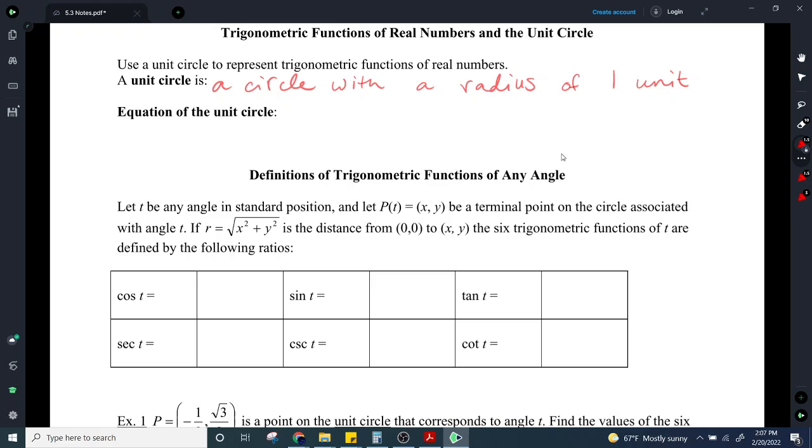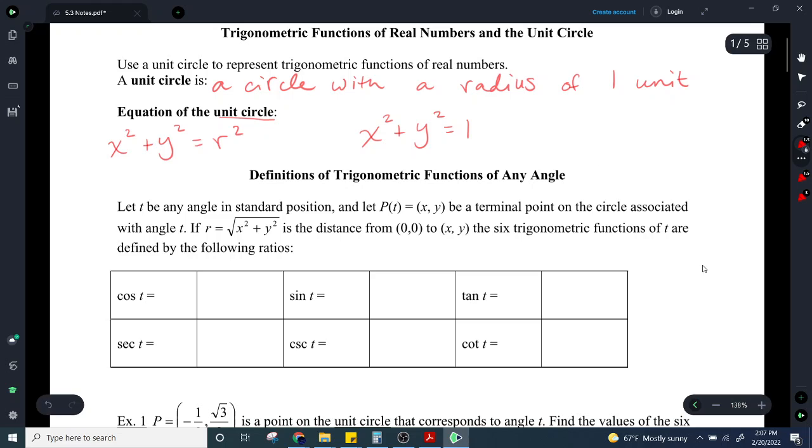The equation of the unit circle: you may remember the general equation of a circle. The unit circle, we always center at the origin, because remember, the angle in standard position has its vertex at the origin. So a general equation for a circle centered at the origin is x squared plus y squared equals r squared, where r is the radius. But if we're talking about a unit circle, since the radius is 1, it becomes x squared plus y squared equals 1. Okay? So let's put some of this together.